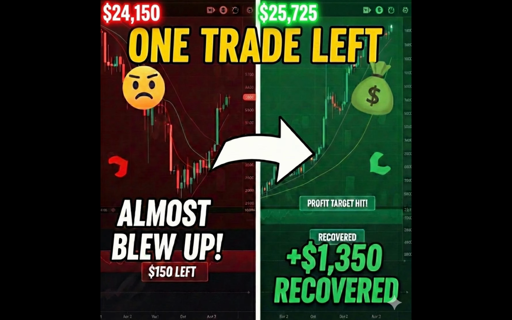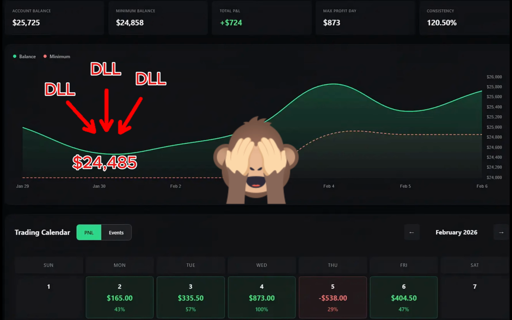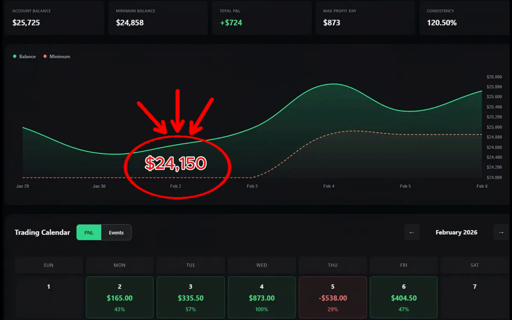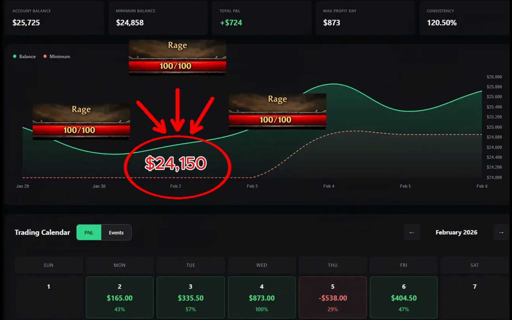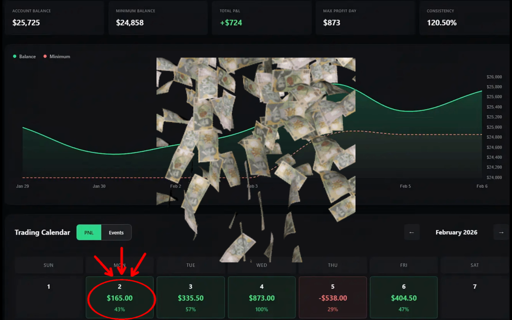I was one trade away from blowing up both of my funded accounts last week. And if you look over here, you can see that my account balance started off at 24,485. And then on February 2nd, it went all the way down to 24,150 intraday before I caught a big short that got me all the way back up to plus 165 on the day. So that was pretty crazy for me.